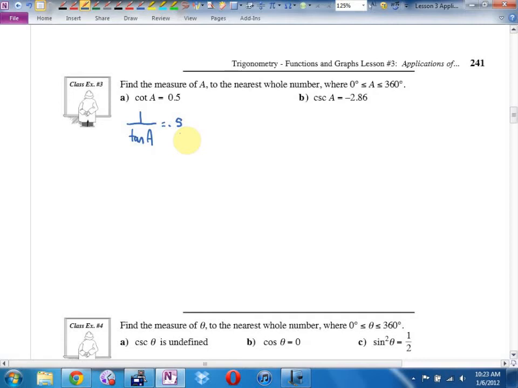Now, to solve and tidy this up, I would cross multiply. Don't write this next bit down. I'm going to do this the long way, and then I'm going to show you an easier shortcut that is worth memorizing. So if I cross-multiplied, I would get 1 times 1 equals 0.5 times tangent. Yes? And then how would I get the tan by itself?